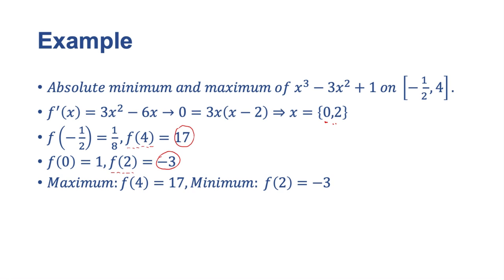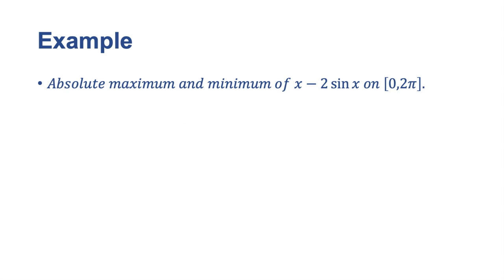But in case you didn't get the idea, why don't we do just one more? So we are going to find the absolute maximum and minimum of x minus 2 sine x on the interval between 0 and 2 pi. Okay, so this is an example that involves a trig function. So first, as always, we're going to take our first derivative. F prime of x is equal to 1 minus 2 cosine x.